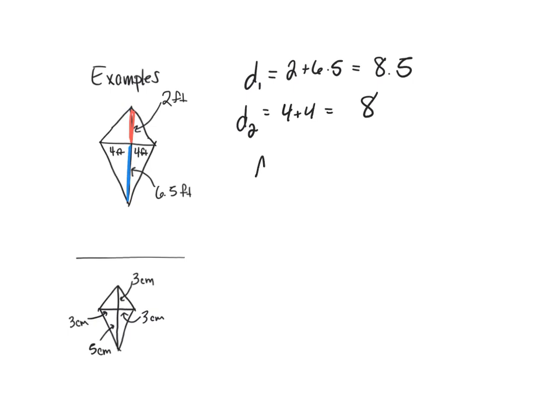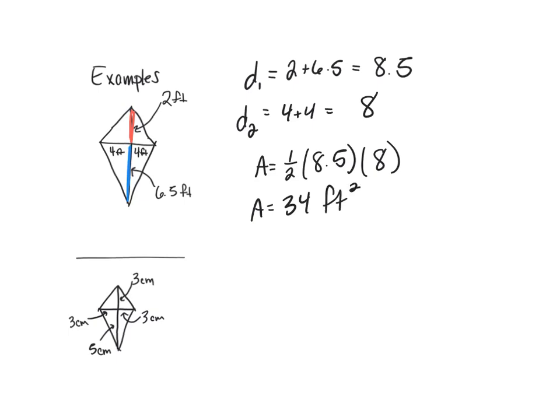And so I just plug it into that area formula, right? Area is 1/2 the length of the first diagonal times the length of the second diagonal. So we're just going to grab a calculator, right, to do that. So 8.5 times 8 is 68, and then I take half of that. So my area here should be 34 square feet.